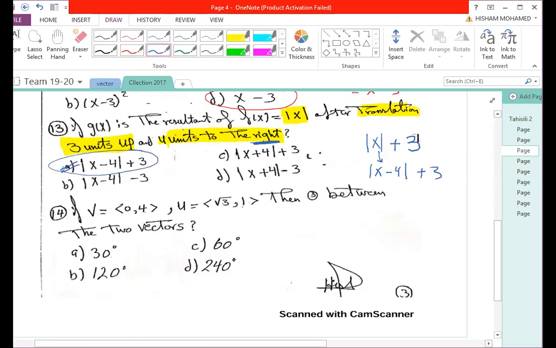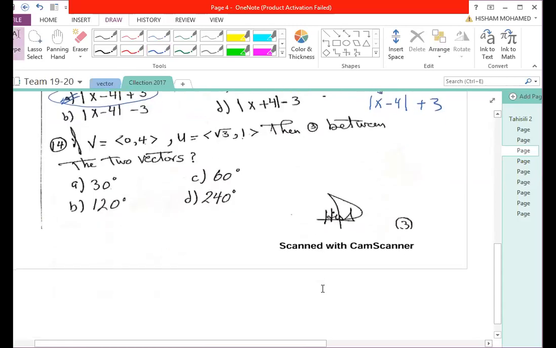Again, moving up and down, we're changing outside the function. But moving right and left, we're changing inside the function. So if you are moving to the right, you put negative. If you are moving to the left, you put positive.